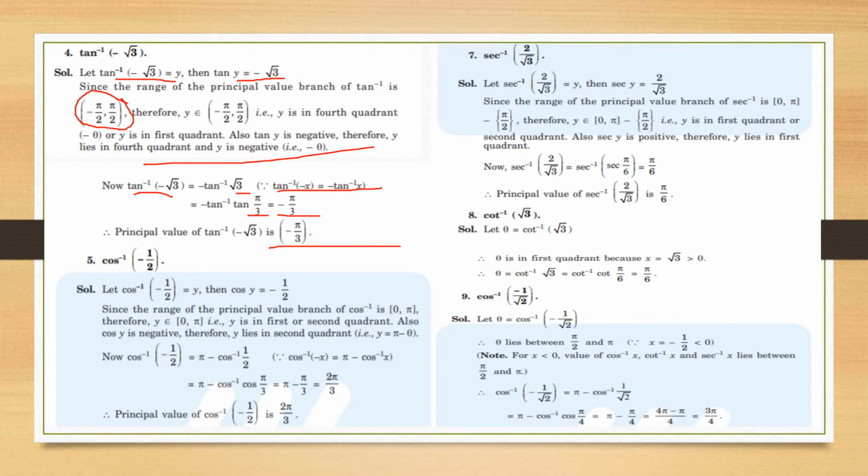Cos inverse minus half. So put cos inverse minus half as y, cos y is minus half. Now you know that the principal value branch range of cos inverse is 0 to pi closed interval. So y is in either the first or second quadrant. Also since it is negative, y is lying in the second quadrant, which is pi minus theta. And we also know the property that cos inverse minus x is pi minus cos inverse x. So cos inverse minus half will be pi minus cos inverse half. So it is pi minus cos inverse half, where half is cos pi by 3.